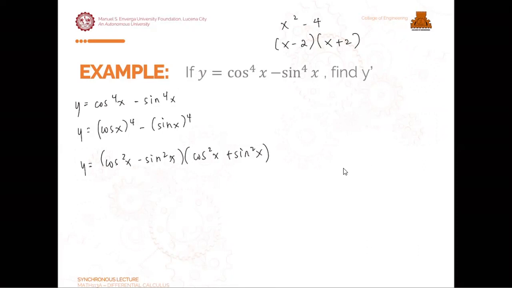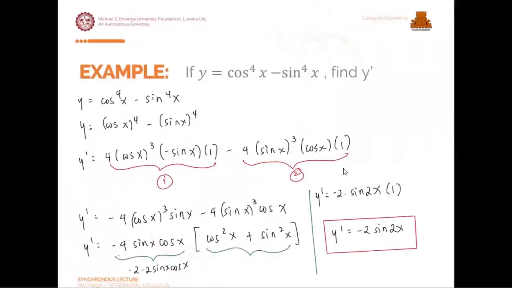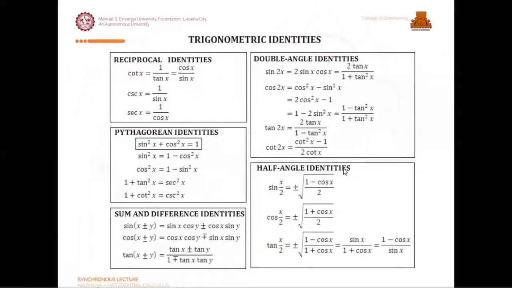So, pag naging ganito na siya, anong makikita natin? So, yung first natin, cosine squared x minus sine squared x. So, check natin yung mga identities kung meron tayong makikita. Then, when we go dito sa double angle identities, then under cosine 2x, meron tayong cosine squared x minus sine squared x. So, meaning equal siya sa cosine 2x. Okay?